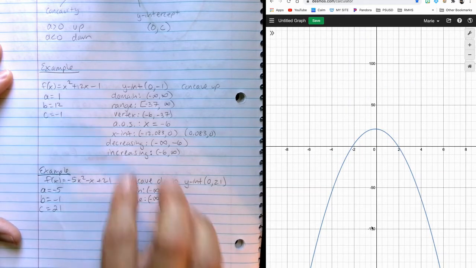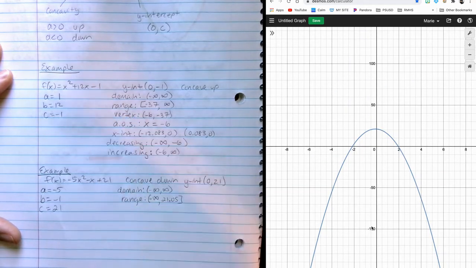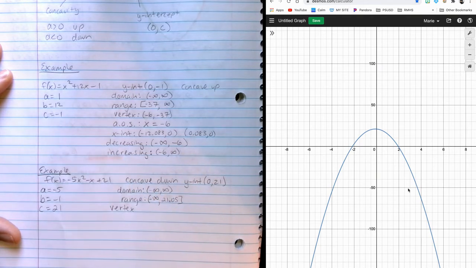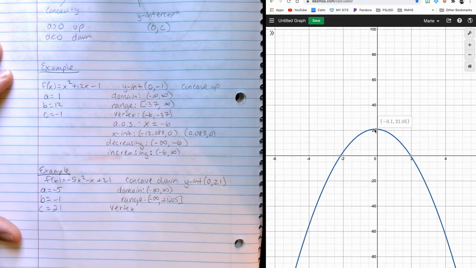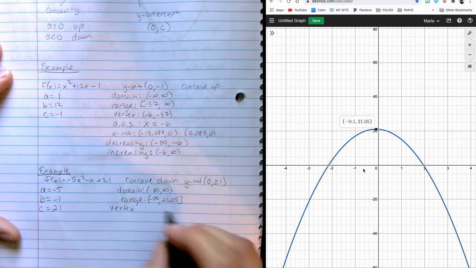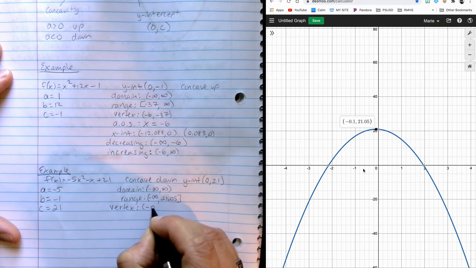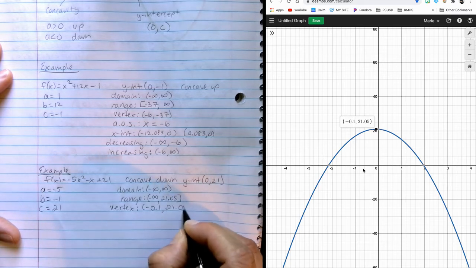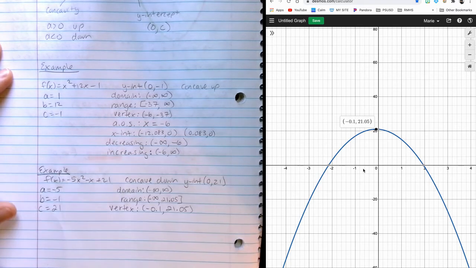All right, let's keep following along. Vertex. So my vertex is my highest or lowest point. I can see here my vertex is going to have a high point. Okay, right there. So my high point is -0.1, comma 21.05. Again, rational numbers, which is fine.